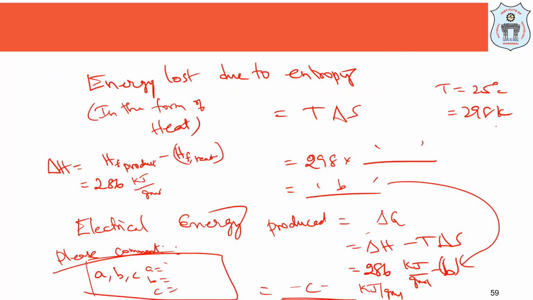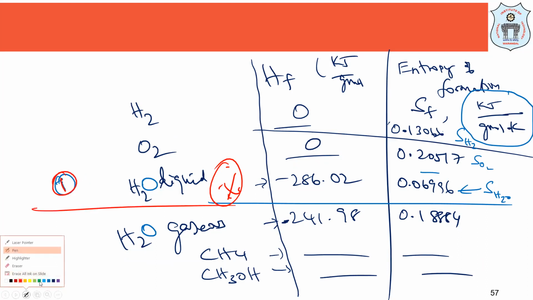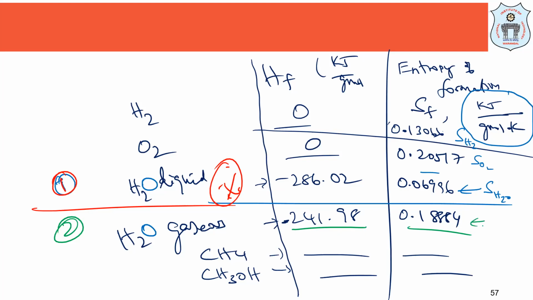What is the difference? Here we use the data of the liquid. For numerical one, we use this data. For numerical two, we'll use this value. Delta H value will change. And this entropy value, we will make use of this as the S of water vapor. So this is for water in liquid phase. For vapor, we will make use of this data.